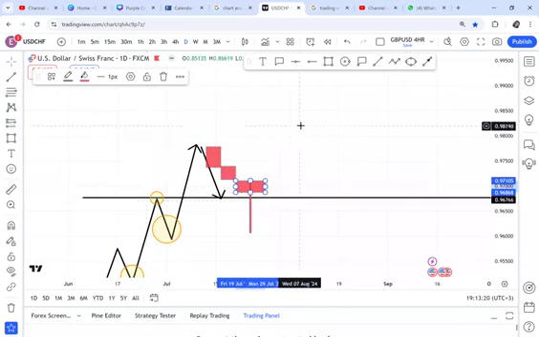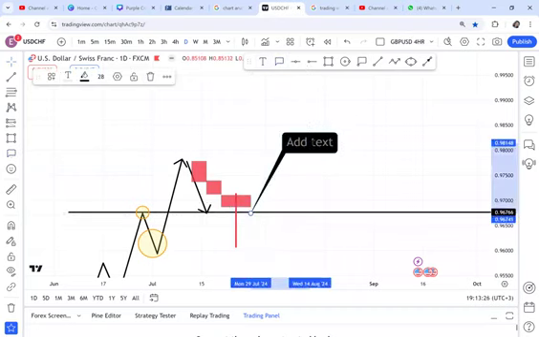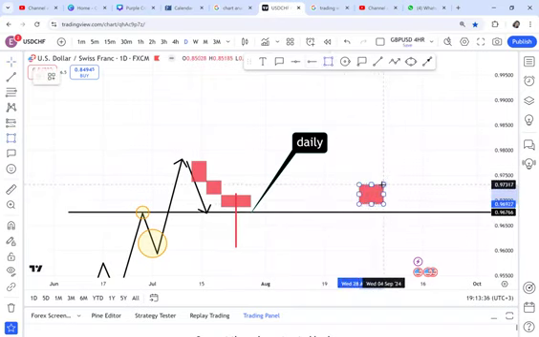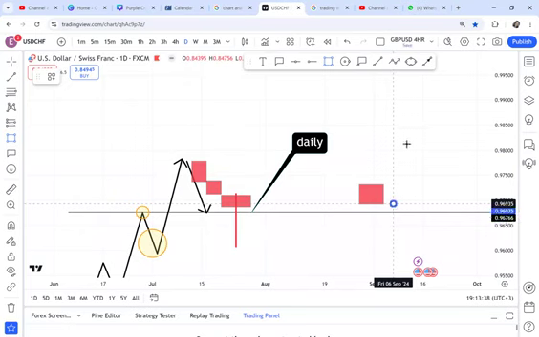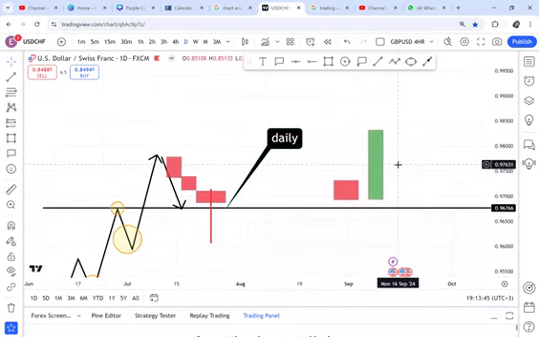Once you get the hammer candle, you will flip to the 4-hour time frame. Up to here, all this time frame is daily. Then you flip to the 4-hour time frame, and there we are looking for a bullish engulfing. A bullish engulfing is when a red candle is followed by a green candle that engulfs it. So you will watch the 4 hours until you find that bullish candle.